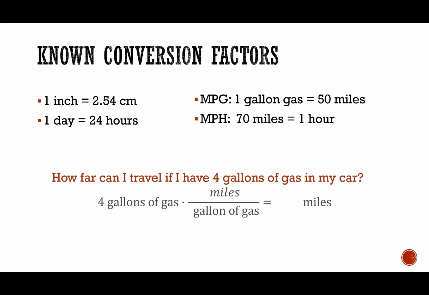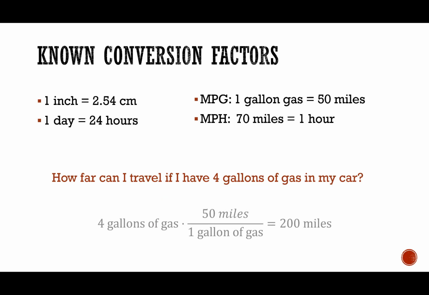Usually what I know goes on the bottom, so it can cancel out, and what I would like to know goes on top. The next step would be to plug in the numbers, and that would mean whatever I have for miles, that number has to go with the miles. So 50 miles goes on top, and the 1 gallon of gas goes on the bottom. Next step will be canceling out the unit to make sure that I have the right calculation, and then simply calculating the numbers, and it gives me the answer 200 miles.